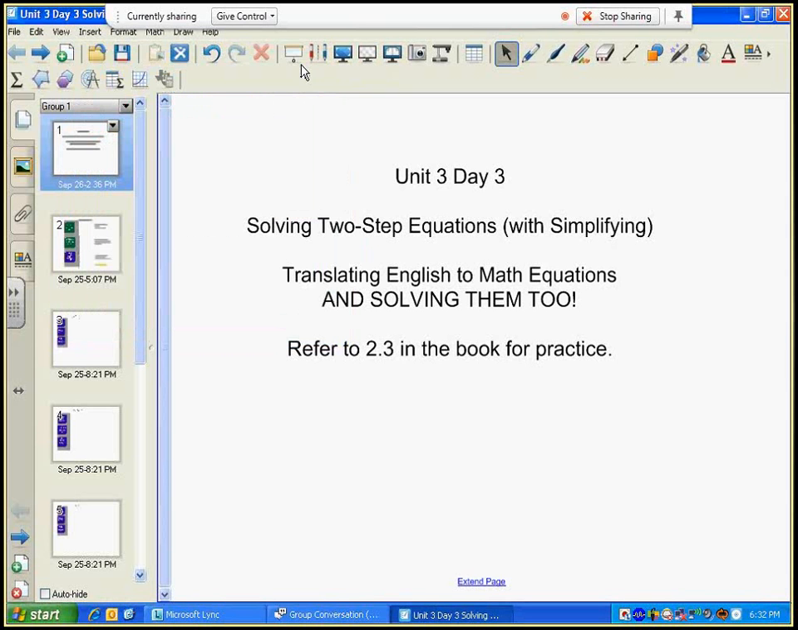So if there's any questions that you might have, you can look in 2-3 in your book. You can go to the textbook's online website and practice section 2-3, and you'll be really strong. All right, let's see what's going on.